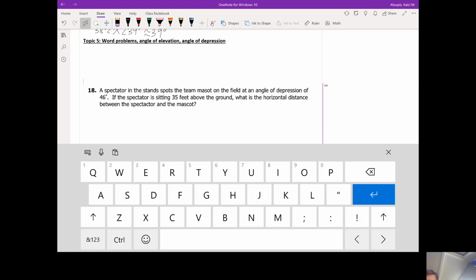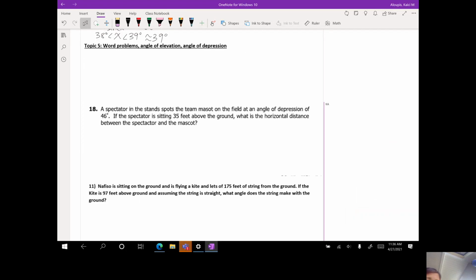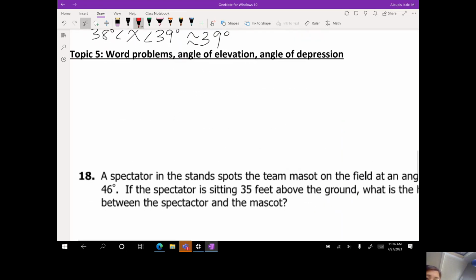I'm going to go over what angle of depression and angle of elevation is. So here I am. If this is me, I look directly straight in front of me. This is called the line of sight, right? If you were to look right in front of you, you see whatever's in front of you. That's your line of sight.